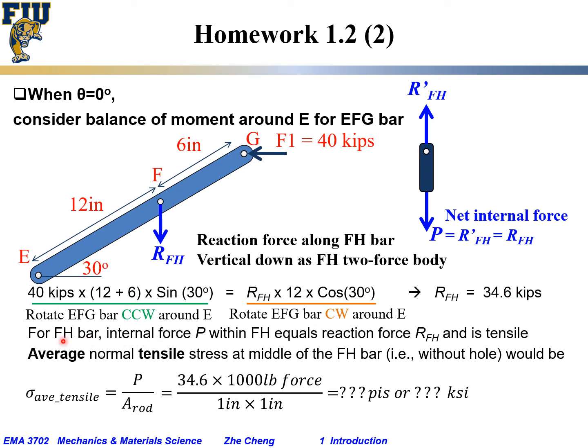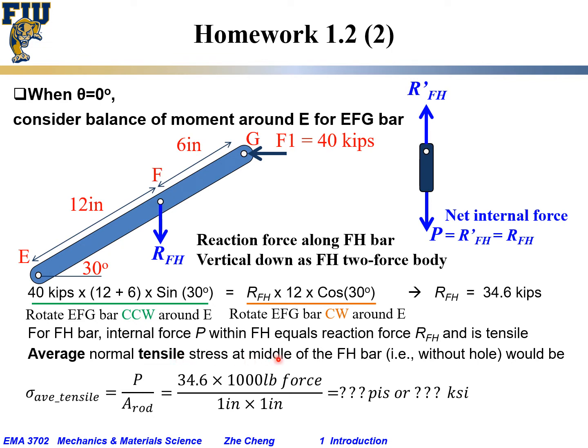Okay, then let's consider only the FH bar. We know the FH bar exerted a downward force on this EFG bar, which means if we consider the FH bar, the EFG would be trying to pull it up. So if we make an arbitrary cut in the FH bar, the net internal force would be counteracting this R prime FH force. So the internal force P would be the same in magnitude as R prime FH or RFH, which is 34.6 thousand pounds. And so the average normal stress, in this case tensile stress, because it is trying to pull the FH longer.